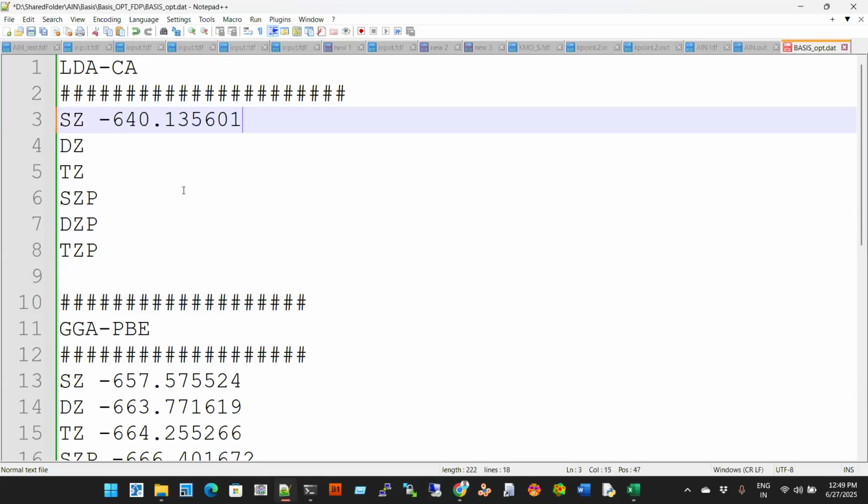For SZ, we can clearly see that for GGA PBE and SZ, the energy value is minus 657.57. And for LDA CA, SZ, the energy value is minus 640. I want to show another thing regarding the time taken for this type of calculations.